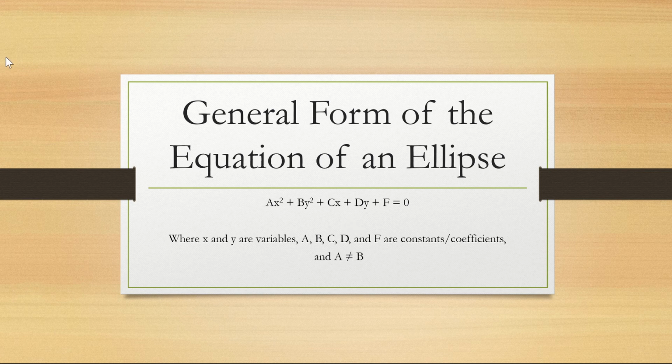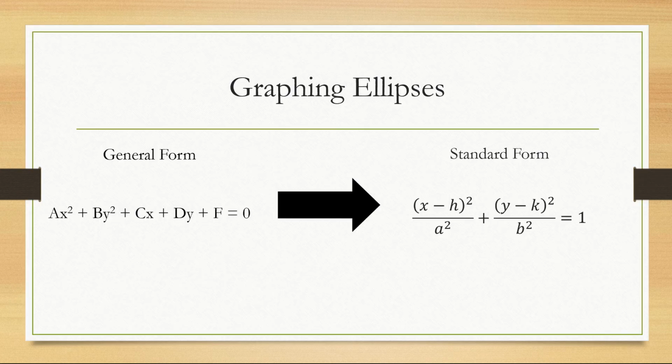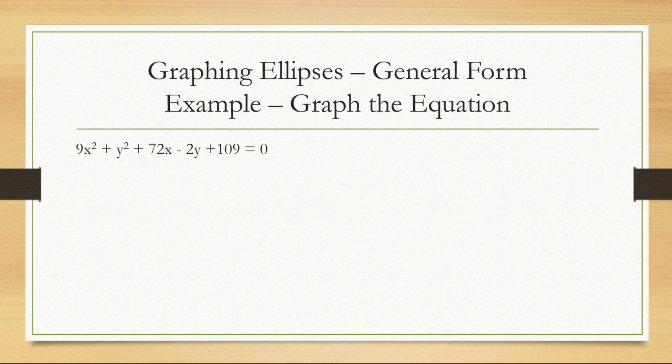So that's what we're going to be going over today. Just like when we graph the general form of the equation of a circle, what we want to do is go from general form to standard form so that we can identify the center and the a and b values so that we can graph our ellipse. So we're going to do this example right here. We're going to graph ellipses in general form, and you're asked to graph this equation.